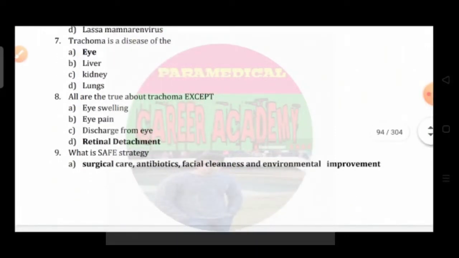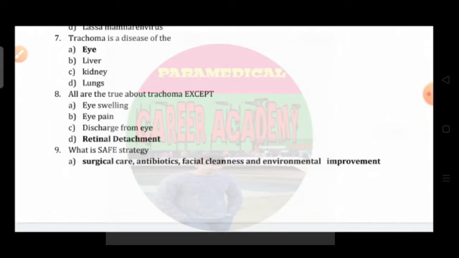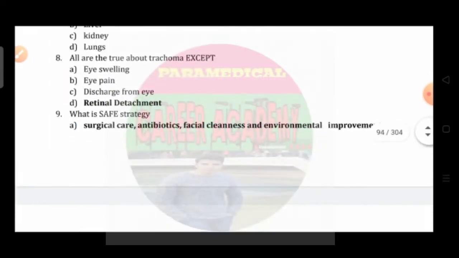Question number 7: Trachoma is a disease of the option A, eye; option B, liver; option C, kidney; option D, lungs. So the correct answer is option A. Question number 8: All are true about trachoma except option A, eye swelling; option B, eye pain; option C, discharge from eye; option D, retinal detachment. So the correct answer is option D.